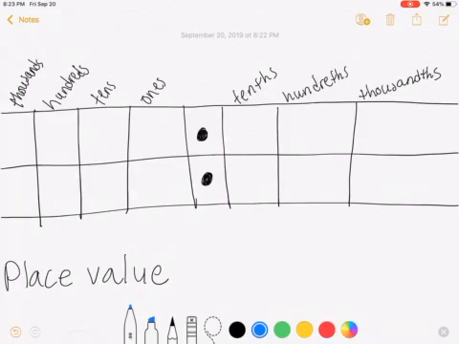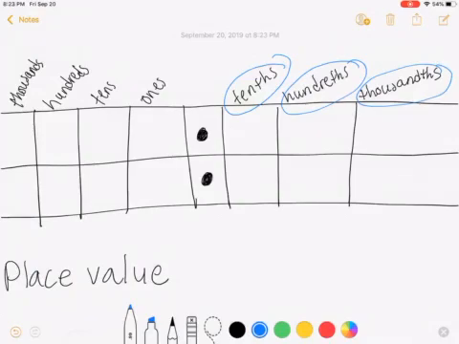Students already have an understanding of place value and are able to read large numbers. As fifth graders, we are building on and learning decimal place value. Anything after the decimal: tenths, hundredths, thousandths.